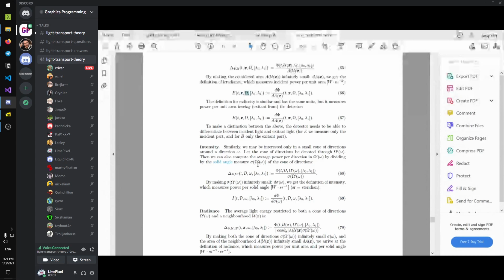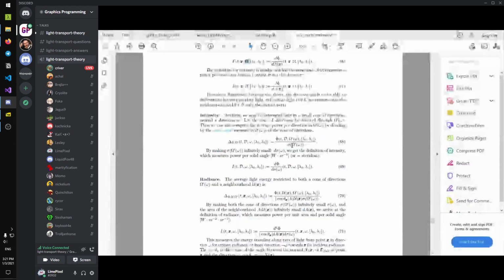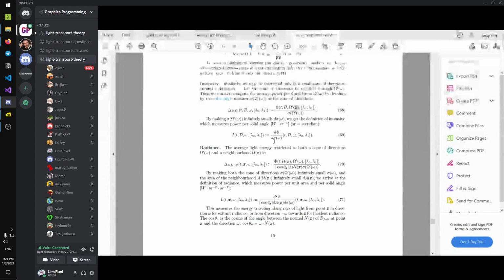About what intensity is, how you get it, and generally this omega prime and this omega, it would be in the coordinate system of the point x. So if you just assume a flat disk, then everything's fine. But if you have something curved, well, this omega may need to be transformed into the local coordinate system. It depends what directions you want to measure. So that's the definition of intensity.